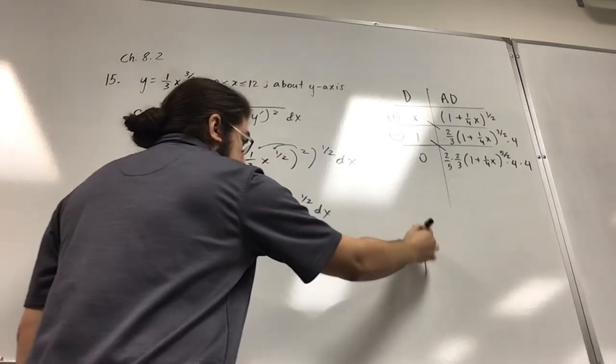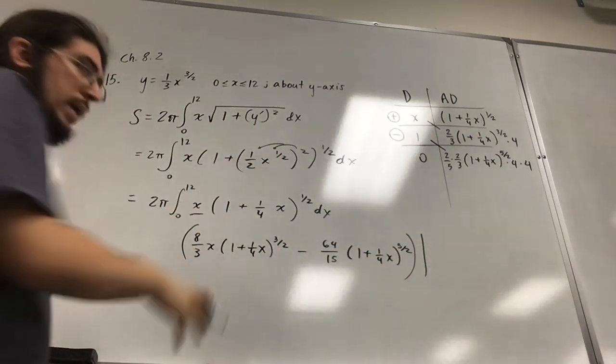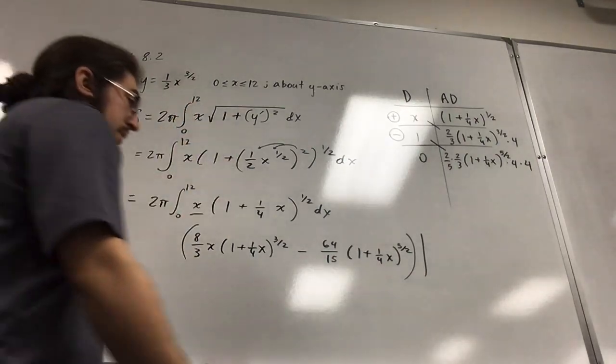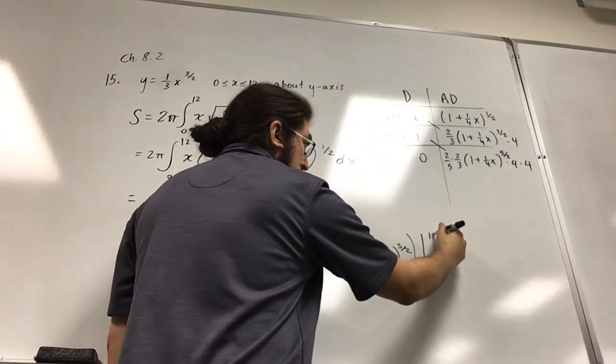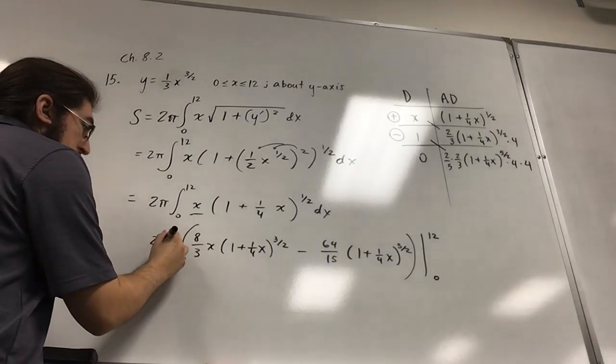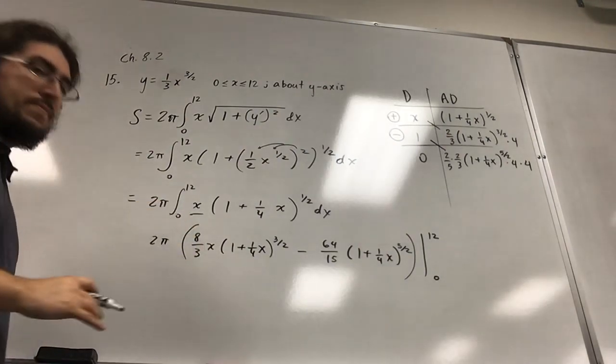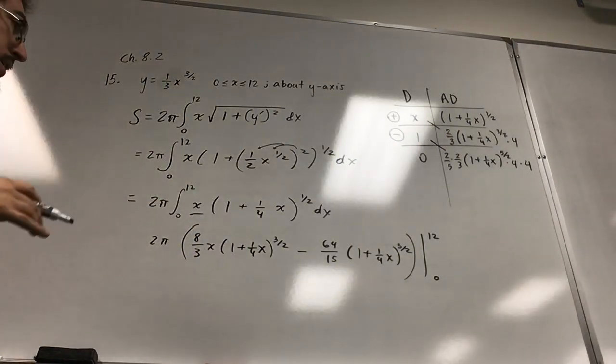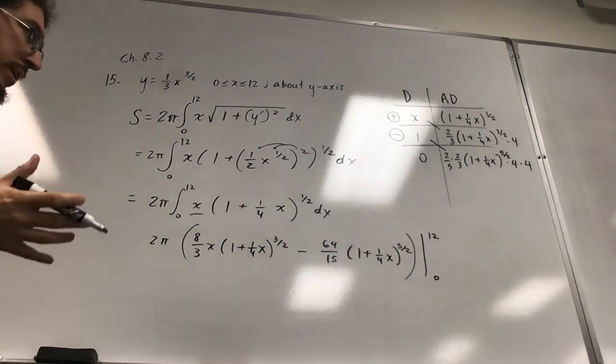Then we have to evaluate this whole thing because we anti-derived essentially using this tabular method. Evaluate between 1 and 12, and then multiply by 2 pi after the fact. Perfect. So let's plug in 12, shall we?